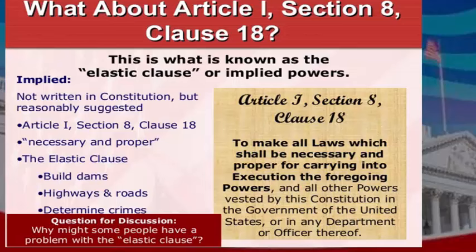Now, because this power is not very specific, it gives rise to what we just said are known as implied powers. Remember, if something is implied, it means that it's assumed, okay? You're saying it without really saying it. So implied powers aren't written in the Constitution, but Congress argues whether they are suggested. For instance, we see here building dams and highways, determining crimes. These aren't written into the Constitution, but Congress assumes they are implied.